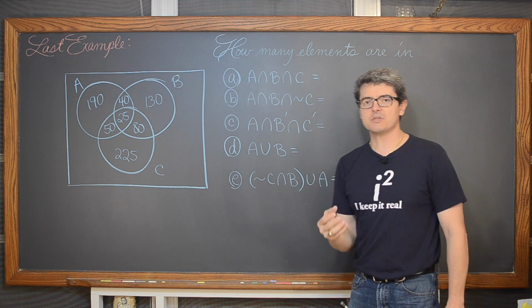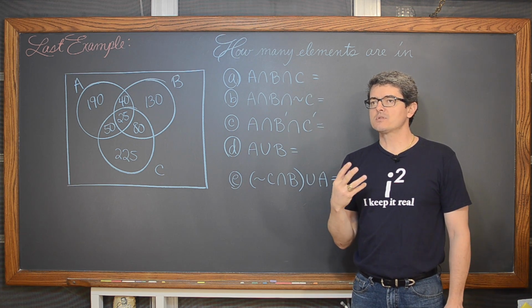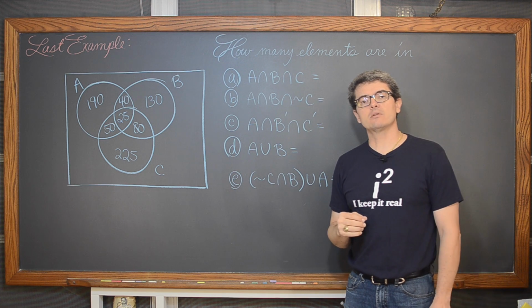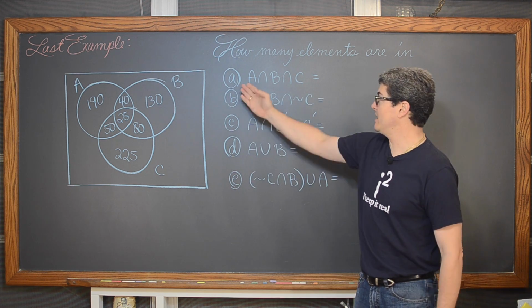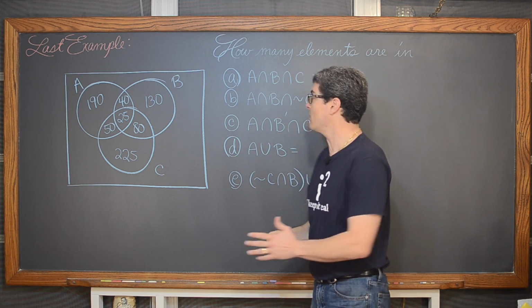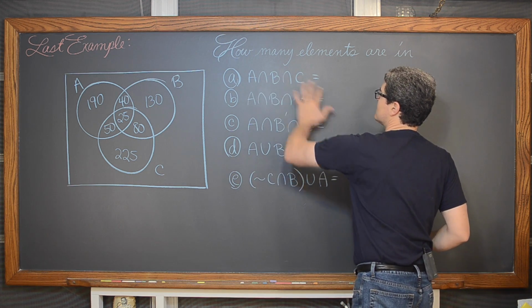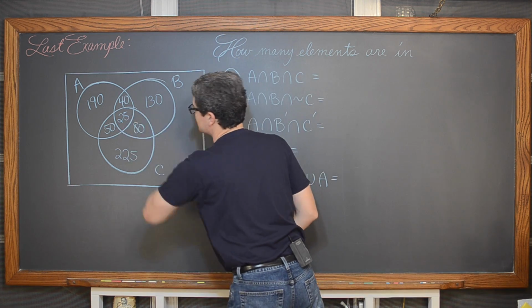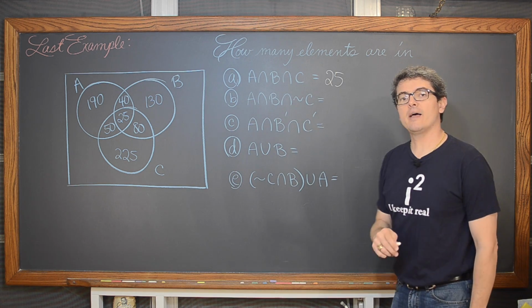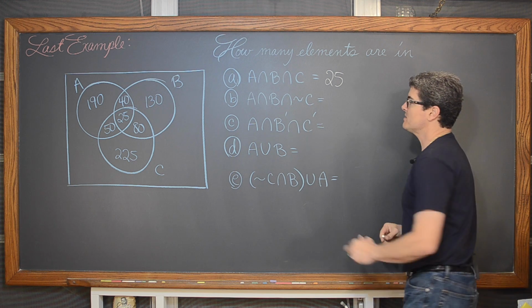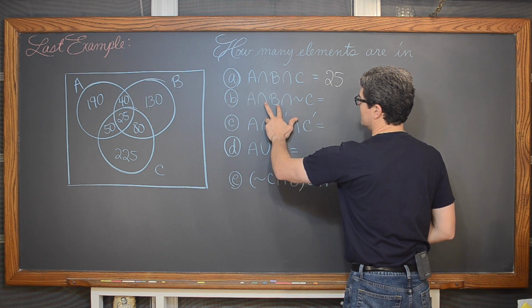Well, with intersection, for an element to be considered part of that intersection set, it needs to be in all of these. So that's going to be where the sets A, B, and C overlap. And that is right dead in the center, and it is equal to 25 elements.